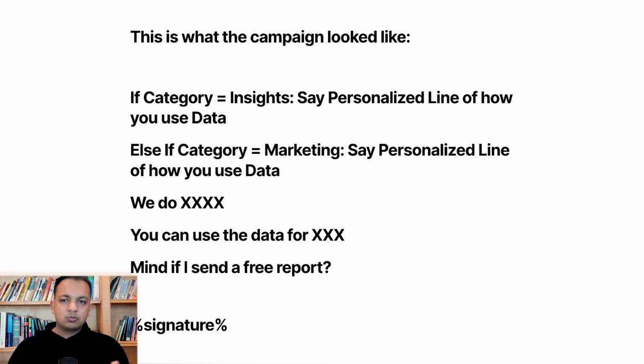So this is the structure of how the campaign looked. If category equals insights, we're going to say a personalized line of how people in insights can use data. Else if category equals marketing, we're going to say a personalized line of how marketing will use data. Then they talk about one line like, hey, we surveyed 300,000 Gen Zs yesterday to find out X and XX. You can use the data for XXX. Mind if I send a free report?